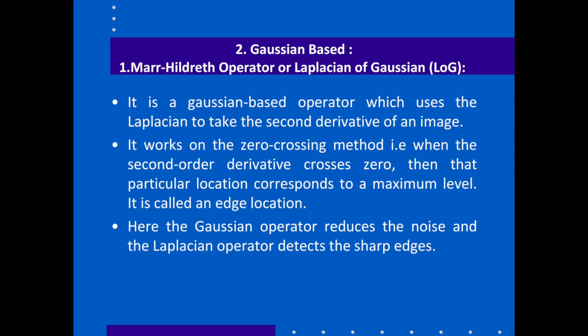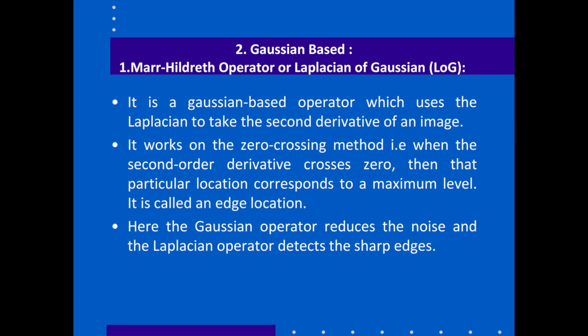Now we can discuss the second type, that is the Gaussian based method. The first operator we are going to discuss is the Marr-Hildreth operator, or Laplacian of Gaussian, or LOG. It is a Gaussian based operator which uses the Laplacian to take the second derivative of an image.